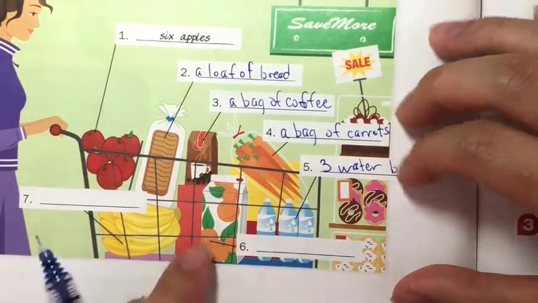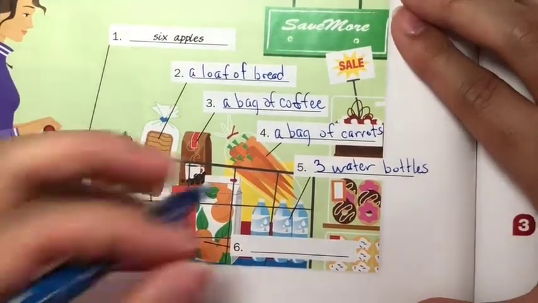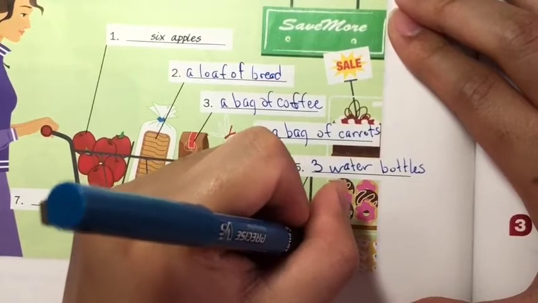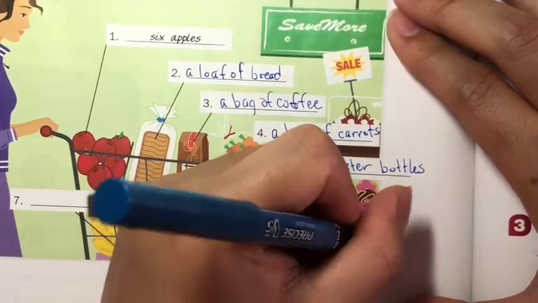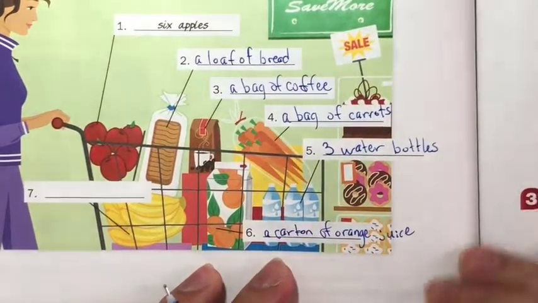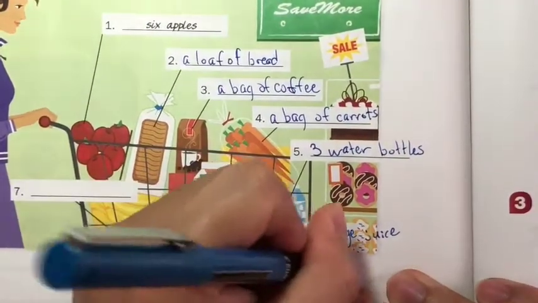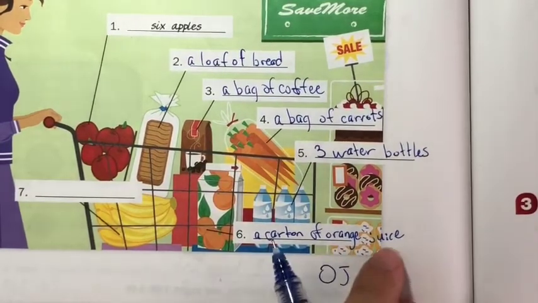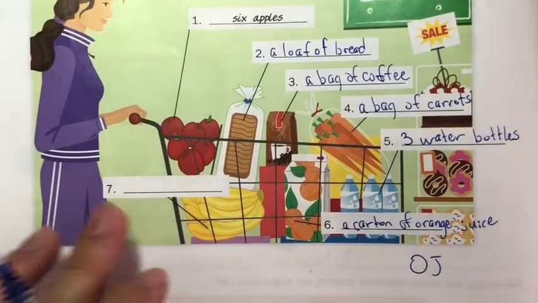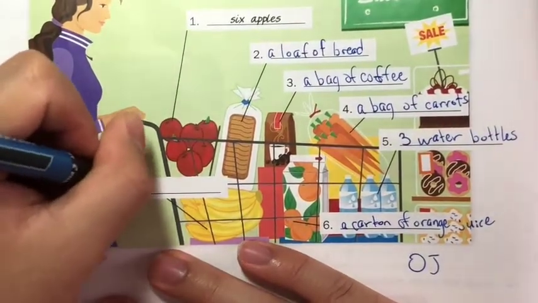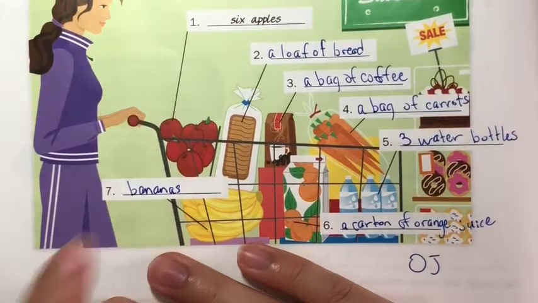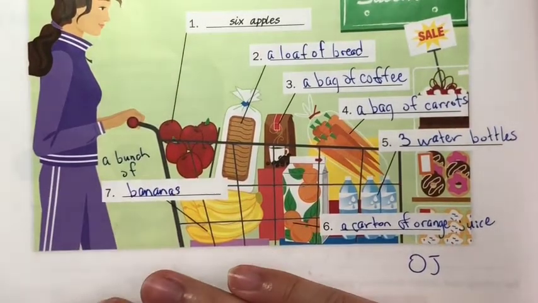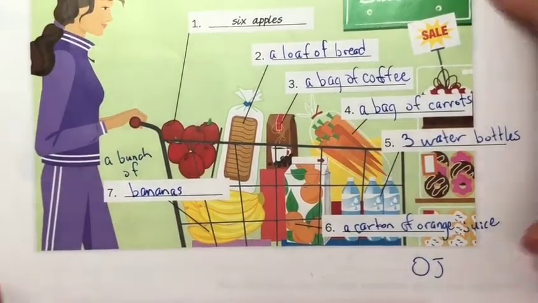Number 6, this is orange juice. A carton of orange juice. Sometimes if you're lazy and you don't want to say orange juice, you can just call it OJ. Orange juice, OJ. Okay? Number 7, bananas. You can say bananas, or you can say a bunch of bananas. So this is what she's buying.